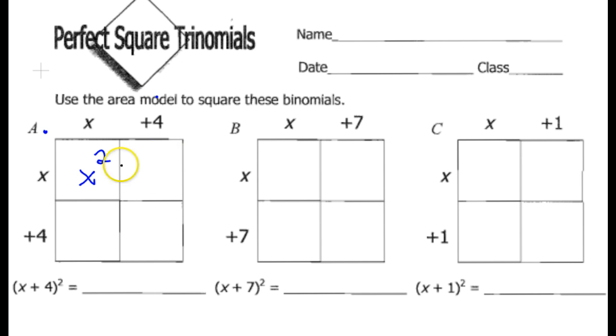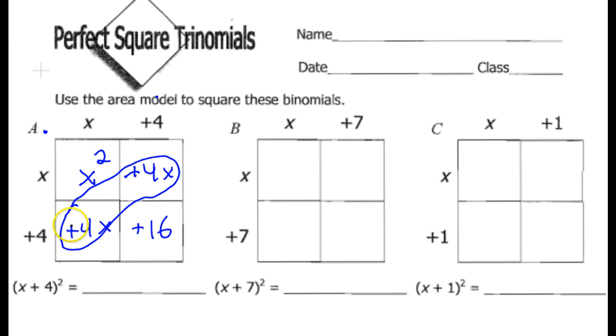Each row and column multiplies to fill up the empty square. So x times x equals x squared. And then this empty square would be x times 4. And this empty square would be the same thing, 4 times x. And this last one would be 4 times 4. And then we saw that on the diagonal you get like terms. So 4x plus 4x would be 8x.